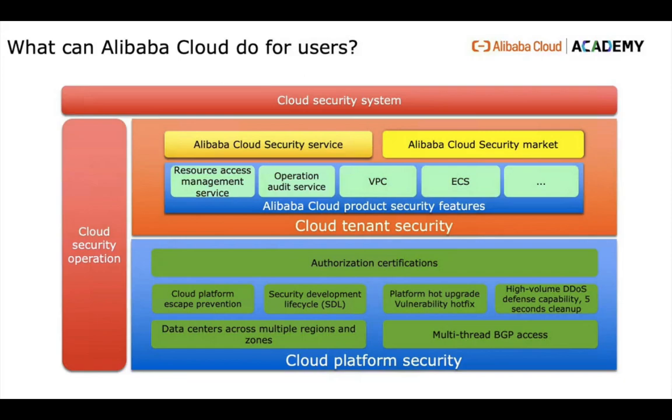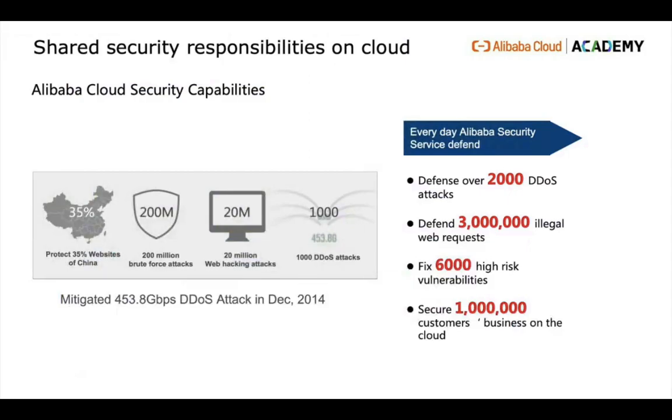Make rational use of the technical means provided by service providers, including cloud products, security function, cloud security services, and the products of third-party cloud security vendors in the cloud security ecosystem. On this page, you can have a quick view about how capable Alibaba Cloud security products are. Inside China, we protect more than 35% of the Chinese websites. Those sites are suffering from millions of attacks every day before being protected by Alibaba Cloud security solutions.